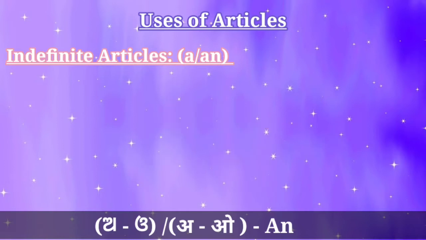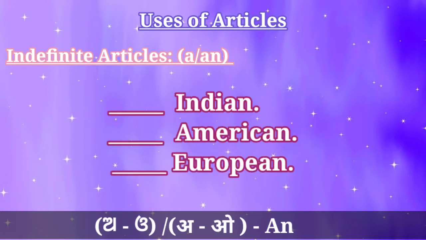Another example, dash Indian, dash American, dash European. So what to use here? Just focus on the sound. Indian, E is there. So an Indian. Then American, A is there. So an American. Then next European. Yo is not a vowel sound, children. So here we use a European. No doubt the word starts with the vowel letter E, but it sounds like consonant sound yo. So a European is correct.